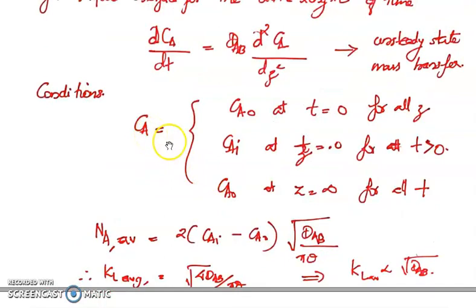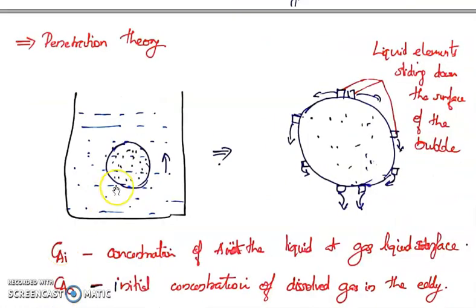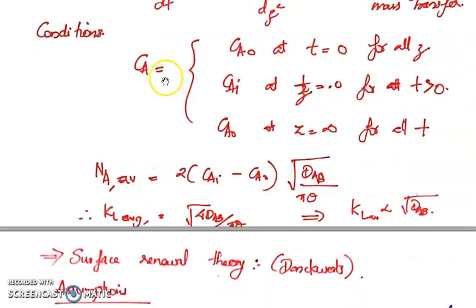We can assume these things. The concentration of A is equal to Ca naught at t equal to 0 for all Z. That means, let's say at t equal to 0, irrespective of the position of the bubble, let's assume the concentration of A in the bulk liquid is equal to Ca naught. Ca is equal to Cai at Z equal to 0 for all t greater than 0.